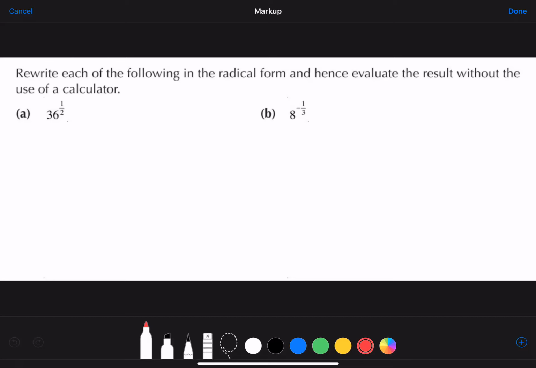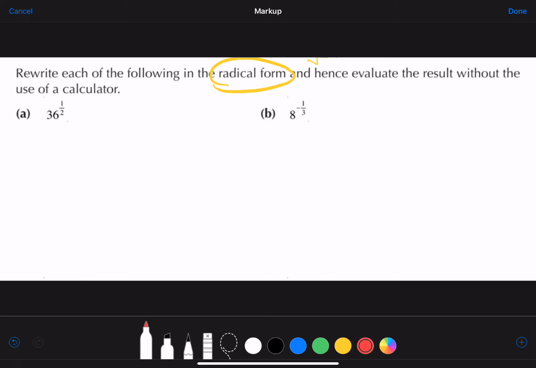Today we're going to learn how to evaluate numbers where there's actually a power, so in the index form, and we are supposed to put it in the radical form. So what does radical form mean? Basically, it just means that you have the square root sign and so on. All right. Okay, so how do we go about it?